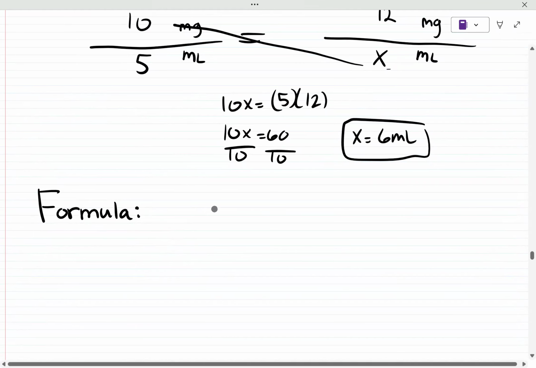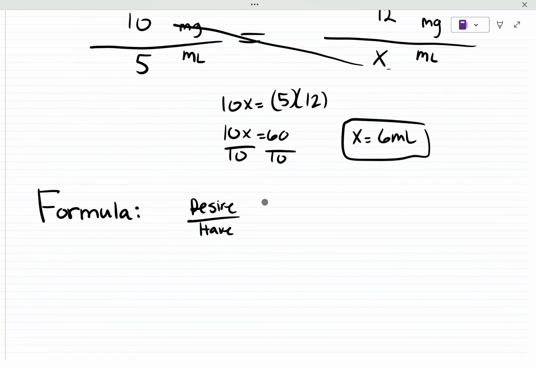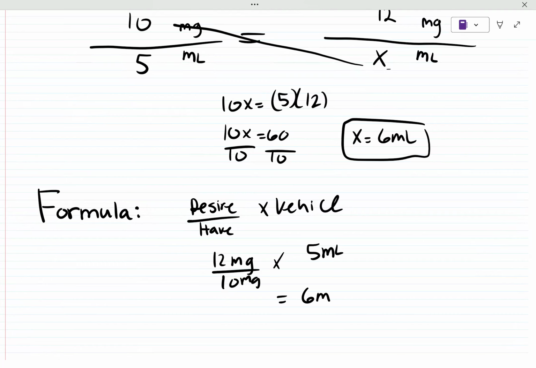Okay, formula. It's desired over have, times quantity. So our desired dose was 12 mg. We had 10 milligrams in 5 milliliters, which gives 6 milliliters.